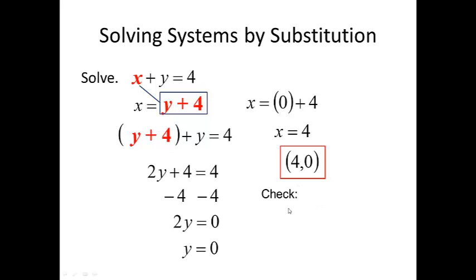Make sure you always check your work. If you put this 4 and the 0 back in either one of these, or both of them, you should come out with something that's always true. 4 plus 0 is 4, and 4 is equal to 0 plus 4, right? Here's your 4, here's your 0, that's true. 4, 0, that's also true. All right.